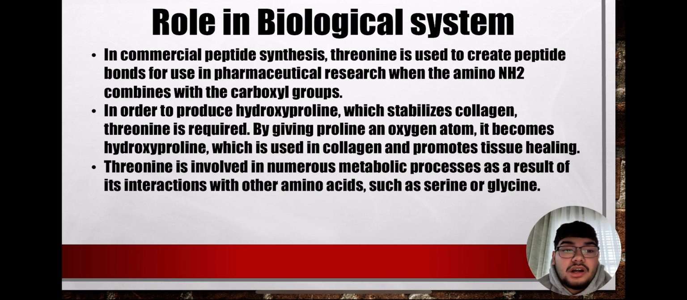And then in our body, it can produce hydroxyproline, which helps stabilize collagen. It works by giving the proline an oxygen atom from the threonine, which in turn becomes hydroxyproline, which is used in collagen and promotes tissue healing. And that promotion of tissue healing can help close any wounds that we have in our body, like let's say cuts on our fingers or just cuts in general. It'll help it heal faster.